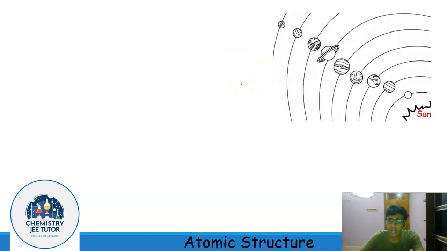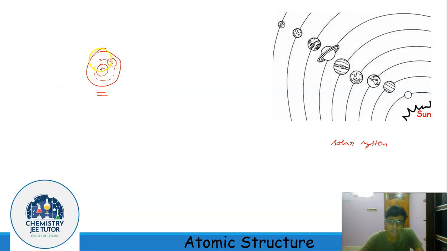Now, if we look at Rutherford's atomic model, we can see there is a clear similarity of Rutherford's atomic model with the solar system. Charged electrons are revolving around the nucleus in the same way that the planets revolve around the sun in the solar system. That's why sometimes Rutherford's atomic model is called the planetary model of an atom.